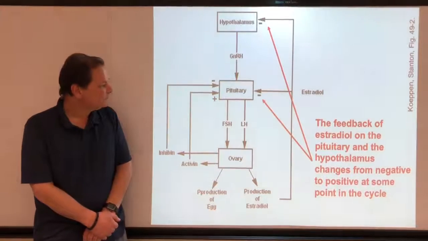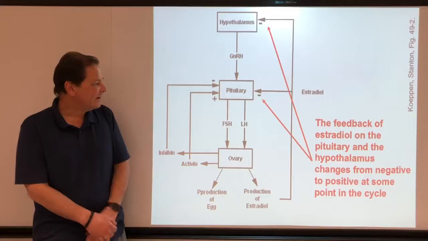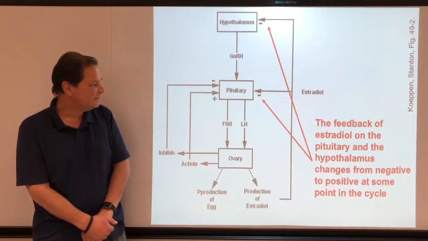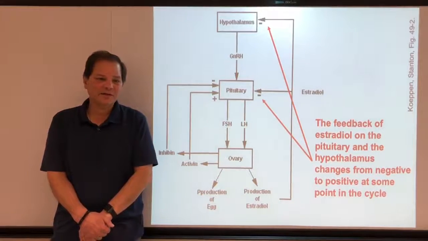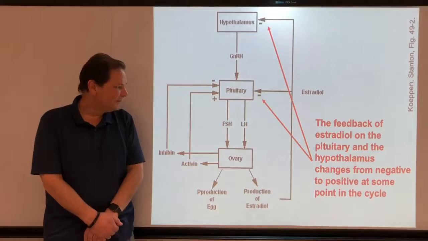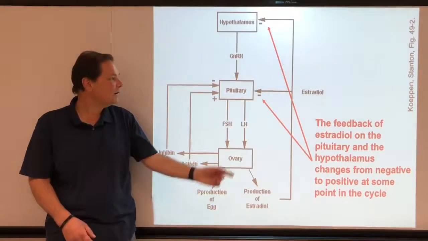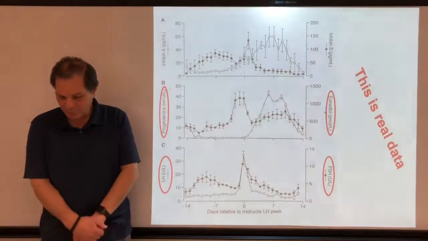So the feedback of estradiol on the pituitary and the hypothalamus will change from negative to positive when we get the LH surge that happens with ovulation. So bear that in mind as we go through.